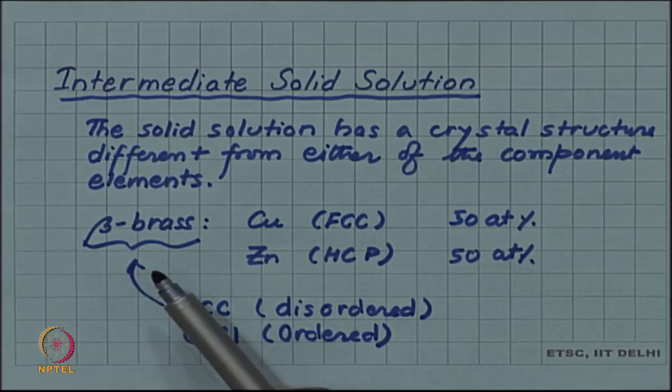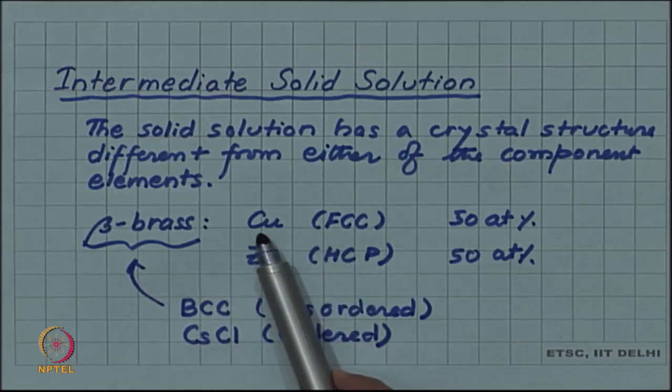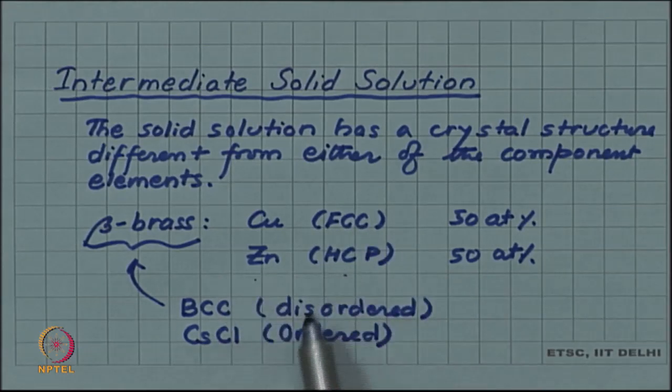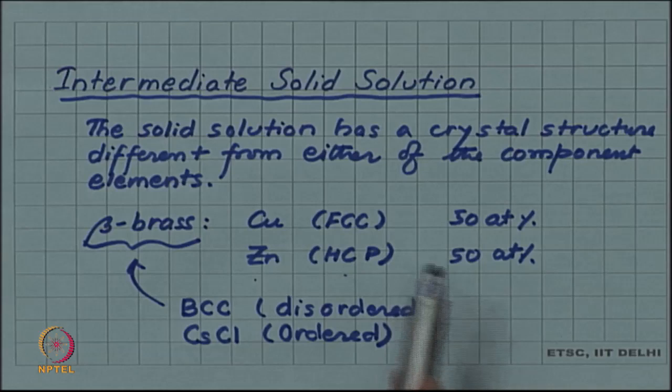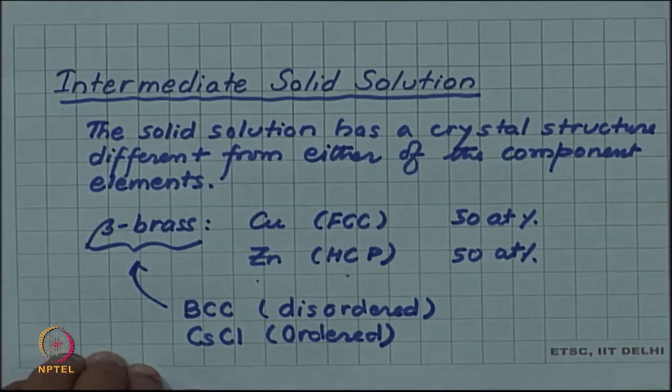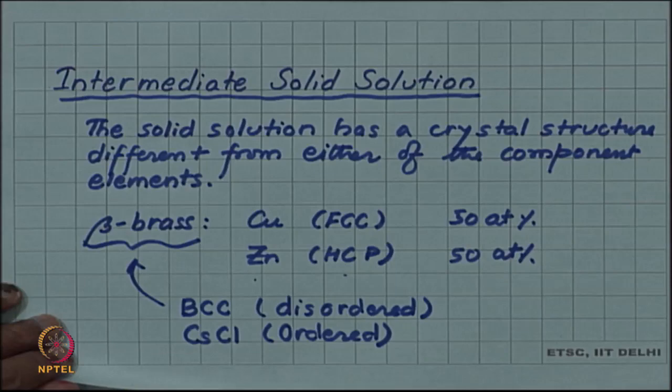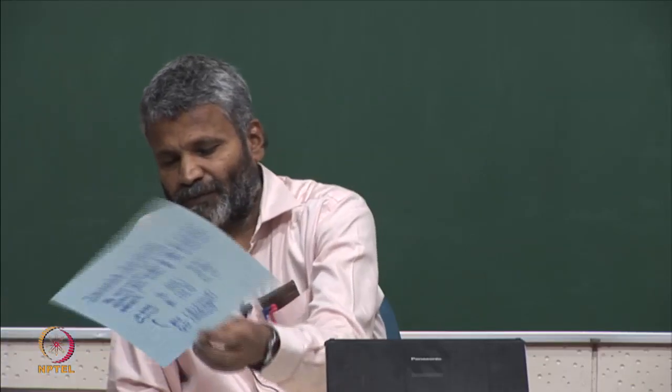This solid solution is neither based on copper, otherwise it would have had an FCC structure, nor on zinc, in which case it would have had an HCP structure. So, beta brass has a structure different from either of the component elements. So, this will be known as an intermediate solid solution. With this we have covered all the topics of solid solution, and we are now ready to go and look at crystal structures based on carbon.